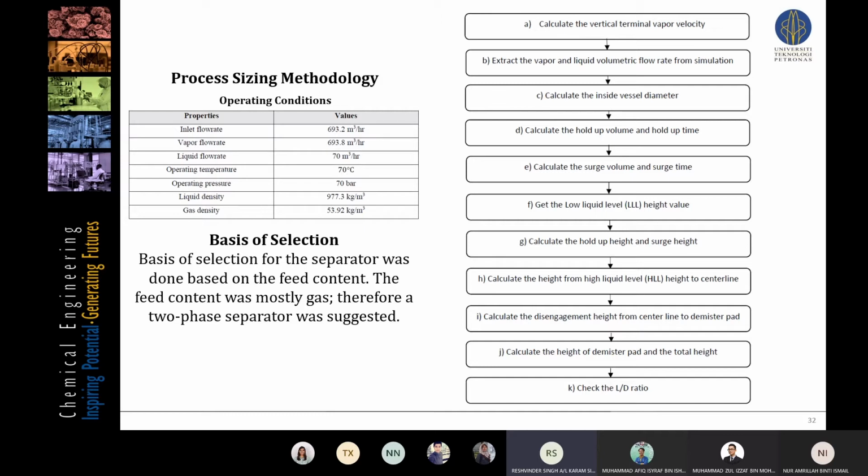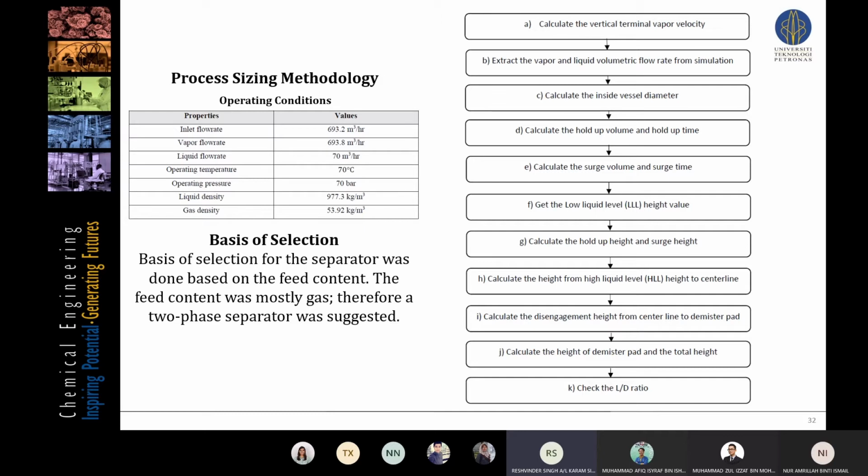Firstly, calculate the vertical terminal vapor velocity, which is the maximum permitted vapor velocity in the separator. Then the inside vessel diameter has to be calculated using some values from the simulation. Then the hold up volume and hold up time, surge volume and surge time are also calculated based on the table provided in the report. Then the low liquid level height value is also obtained from the table provided in the report.